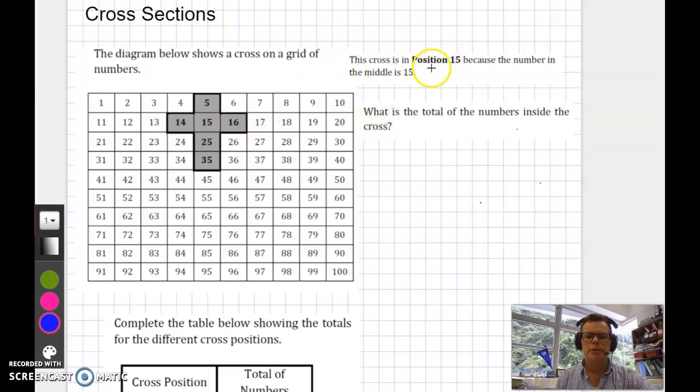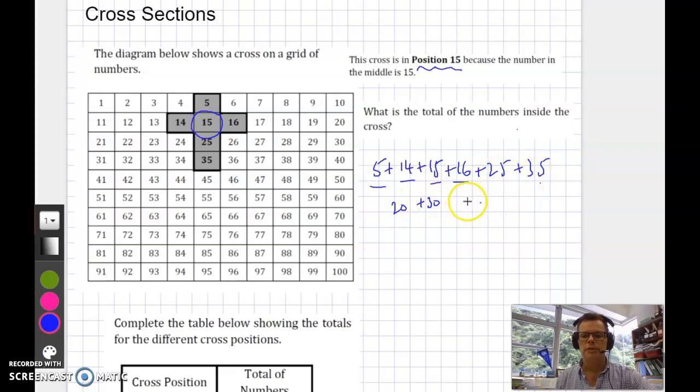This cross has a position number of 15 because 15 is the number in the center of the cross there. What's the total of the numbers inside? You could just go through and add up all the numbers just like this: 16 plus 25 plus 35. You might want to add it up in columns as well, but you might spot that 14 and 16, well, that's 30. 5 and 15, well, that's 20. So we've got 30, we've got 20, and then 25 plus 35 is 60. So overall, we've got 110, which was your total for this cross.